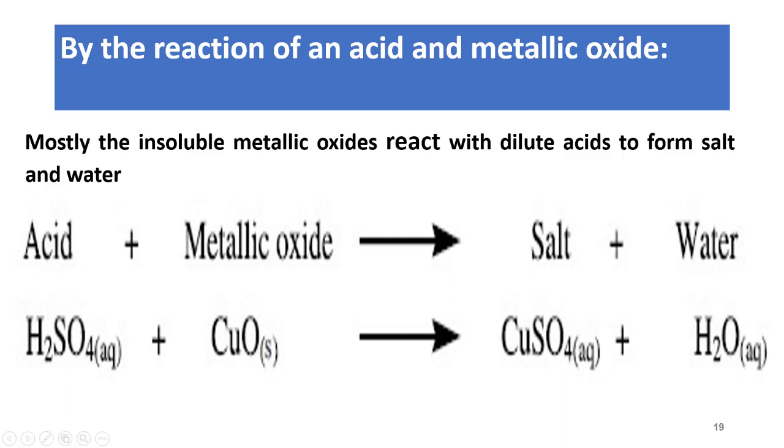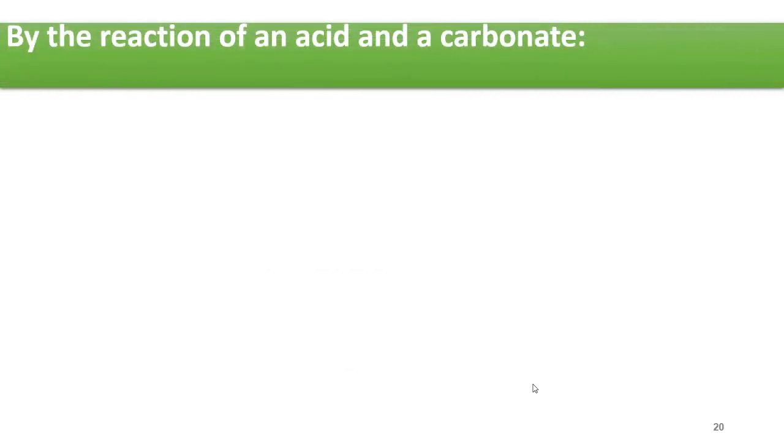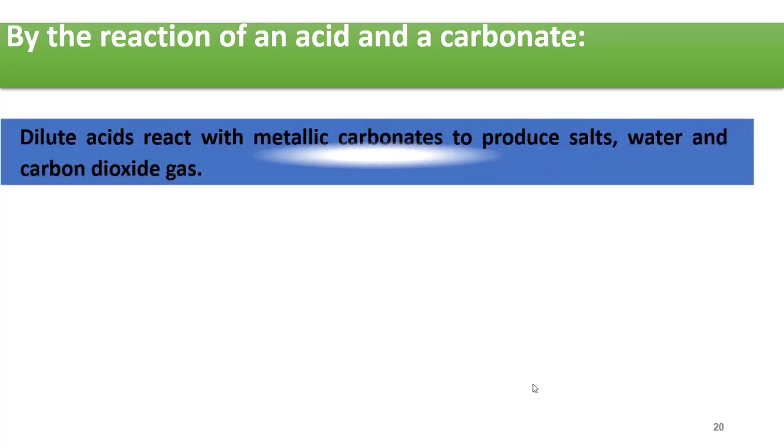So it was the reaction between an acid and a metallic oxide to form salt and water. The salt, which is copper sulfate, CuSO4, is soluble in water. So it is one of the methods for the preparation of soluble salts. Let's see the next method: by the reaction of an acid and a carbonate. Dilute acids react with metallic carbonates to produce salt, water and carbon dioxide gas.